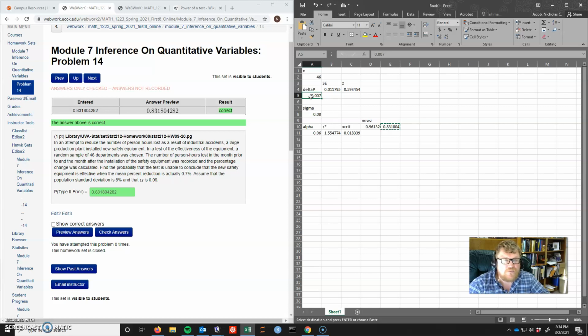Okay, hope this helps you guys work through this. Essentially, the idea here is to work from the z star, the criticals, compute an x critical, and then use the x critical with the actual change that you observed to compute a probability. All right, keep working hard, guys.